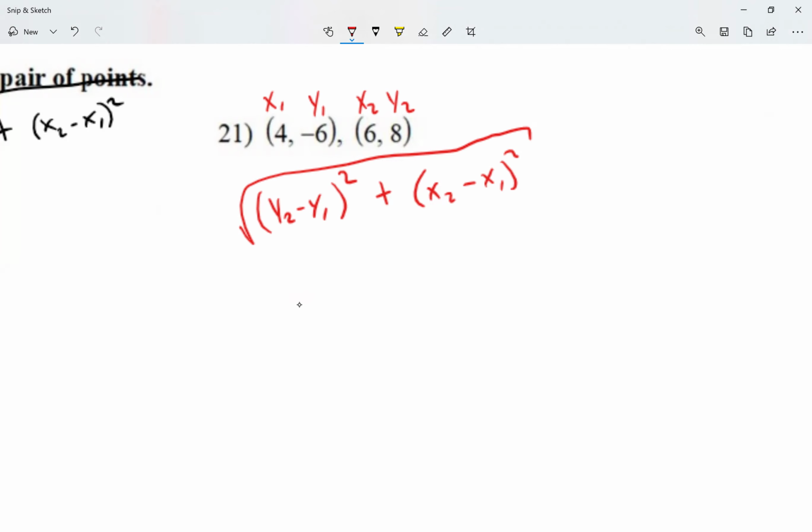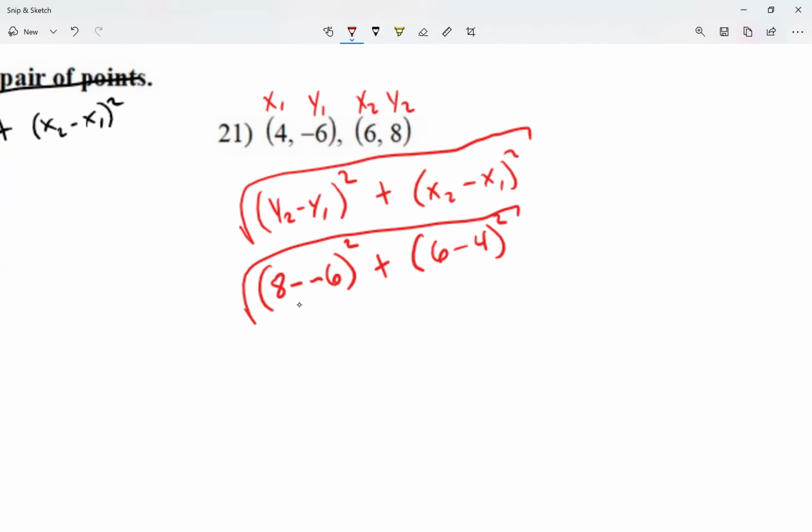Does it make a difference? Not really. So it doesn't matter which of the two parentheses comes first. Okay? Now let's take a look at here. So for the first parentheses, the second y minus the first y. So I have 8 minus a -6, all squared. Plus, on the second parentheses, the second x minus the first x. So 6 minus 4, all squared. And this is inside a square root.